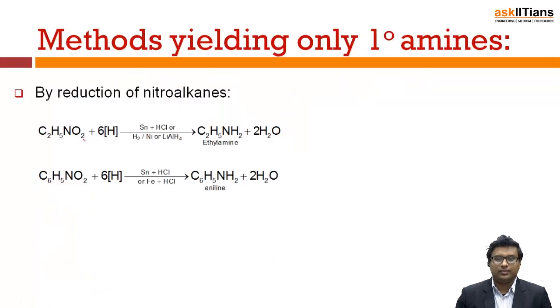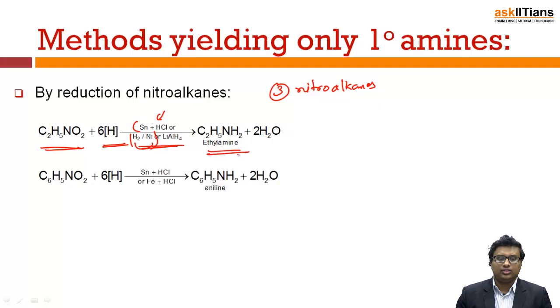The next important technique is from nitroalkanes, number 3. You have a nitroalkane; just reduce it in the presence of a reducing agent like tin and HCl, or another reducing agent like hydrogen in the presence of nickel, or lithium aluminium hydride, and you will get ethylamine. Not only that, this is applicable for aryl nitro compounds. You can reduce in the presence of tin and you will get aniline.